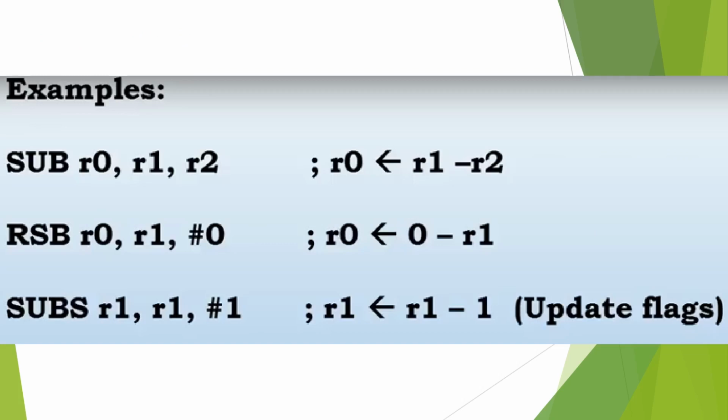See here, subtraction: R1 minus R2, and the result is stored in the destination register R0. Reverse subtraction: 0 minus R1, where operand 2 is greater than operand 1 R1, and the result is stored back in R0. And subtraction with condition flag set: SUB means subtraction, S means the condition flags need to be set. So flags will be updated after the execution of this opcode. So R1 minus 1, and the result is stored in R1. Based on the result, the condition flags will be set.